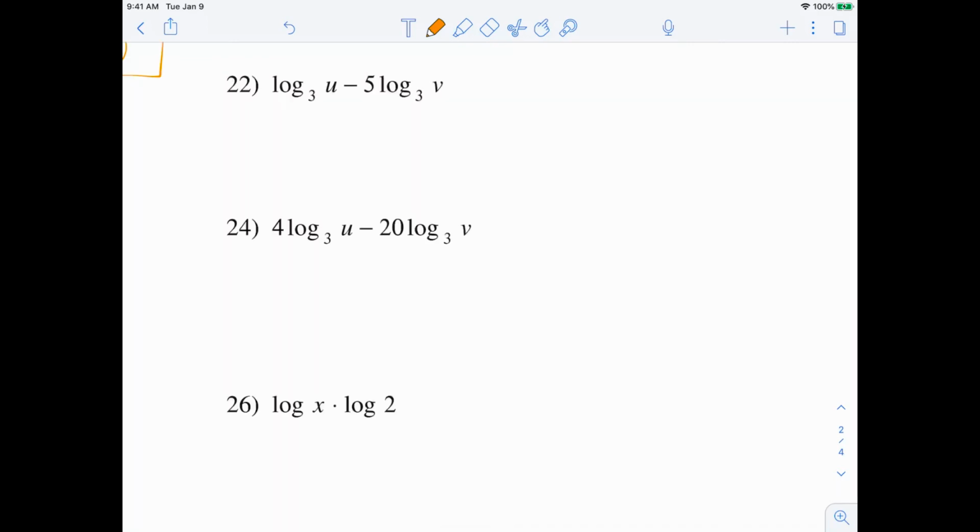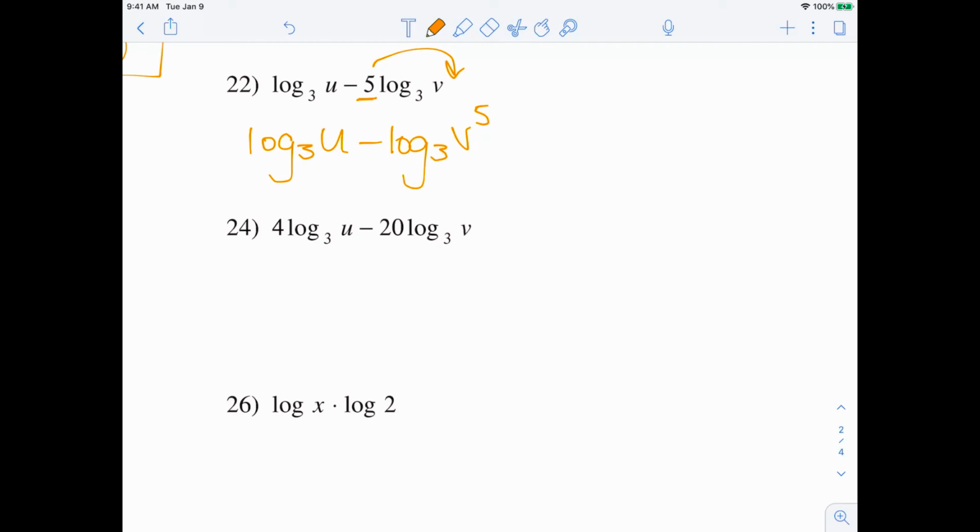I'm going to go ahead and do number 22 now. On number 22, it says that we have log base 3 of u minus 5 times log base 3 of v. So I still have a coefficient. That coefficient is going to become an exponent on the v. So I end up with log base 3 of u minus log base 3 of v to the 5th.